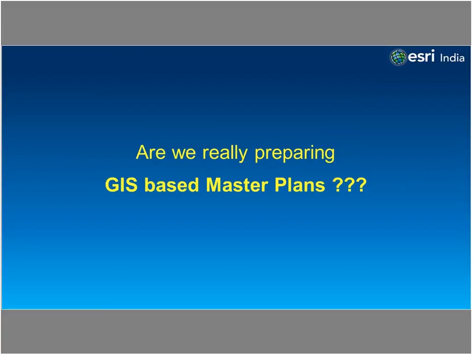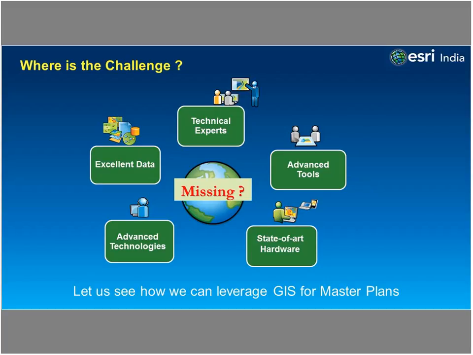Now if we see here, we have gone through this complete workflow, the ideal workflow for a typical master plan preparation. So are we really preparing GIS-based master plans as we are expecting in AMRUT and these requirements? Are our master plans completely geo-enabled, which can be accessed seamlessly in our smart city applications, which can be seamlessly integrated with our smart city applications? As of now, we need to see there are still a few gaps.